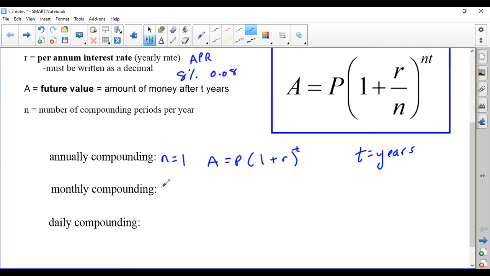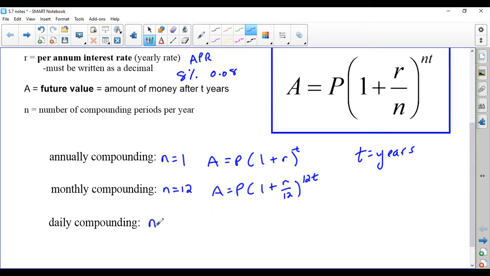If it's monthly compounding, that's 12 times a year. So our formula says future value equals principal times 1 plus the rate divided by 12 raised to the 12t. Here, the exponent is 12 times as much. You're compounding 12 times as many times, but you're only getting 1/12 of the rate each time.